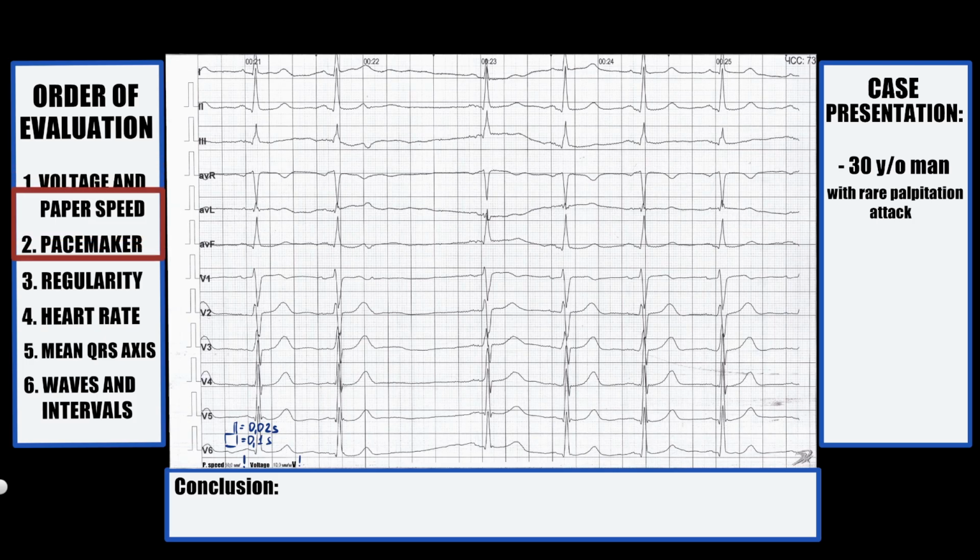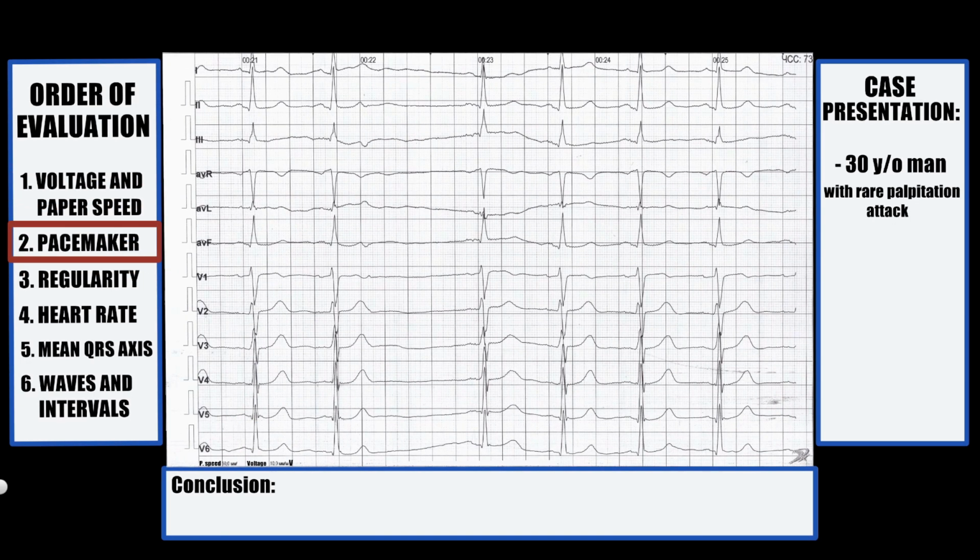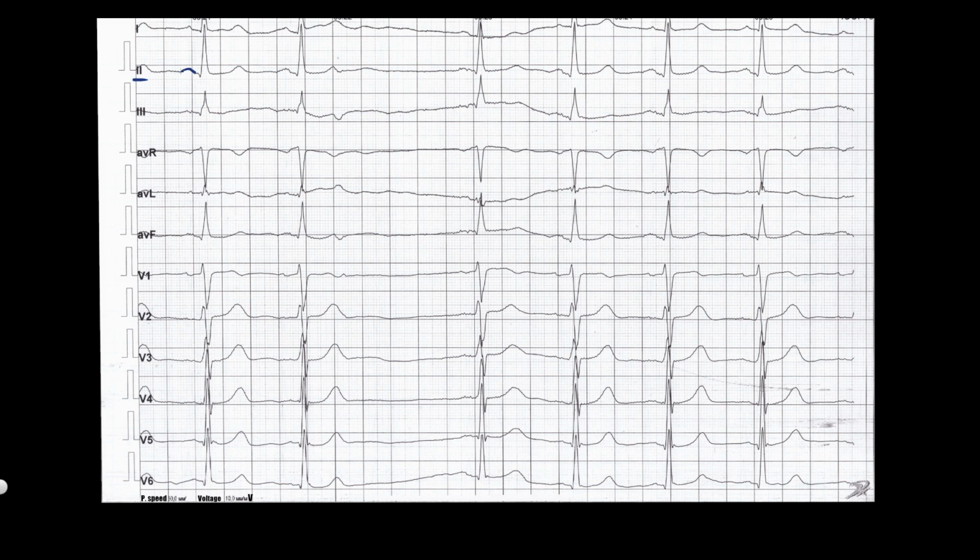The next step is the pacemaker of the heart. For evaluation of the pacemaker of the heart, let's find the P wave in second standard lead and AVR. If the P wave is located before every QRS complex and it is positive in second standard lead and negative in AVR, this is sinus rhythm.